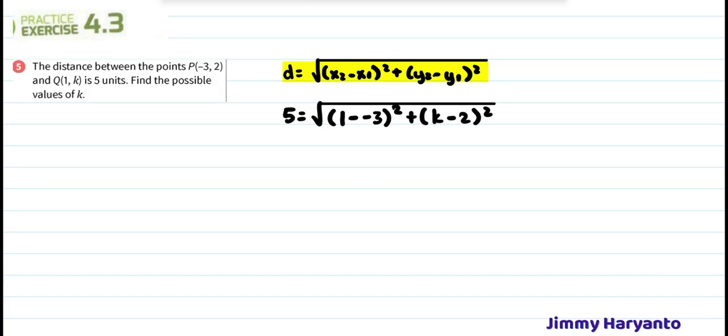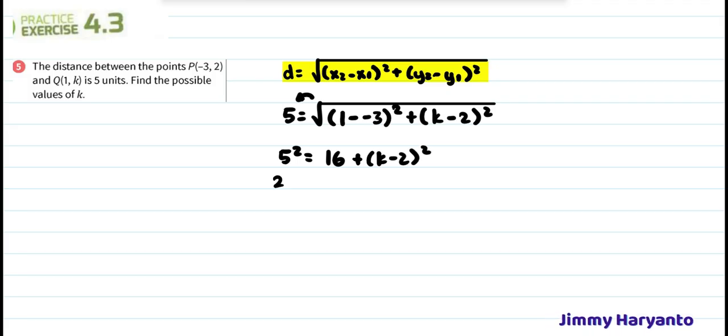Okay, let's simplify this. First, I want to move the square root to the other side, so it will become squared. And then this one is 4 squared equals 16, plus this one, just leave it like that, and then this one is 25. Move the 16, it will be minus 16, equals 9, equals k minus 2 squared.